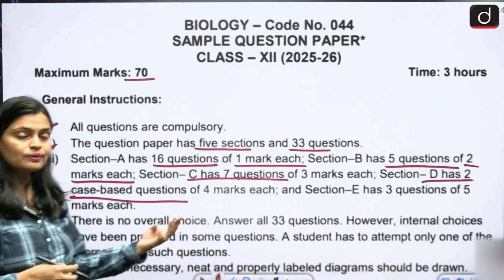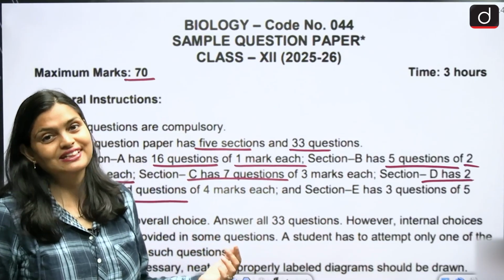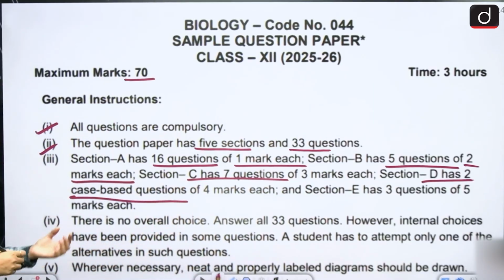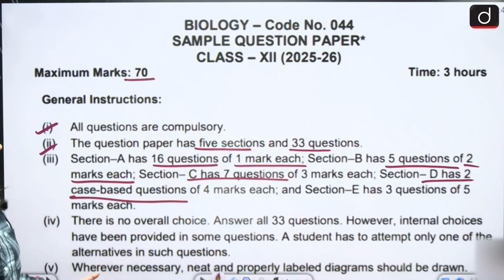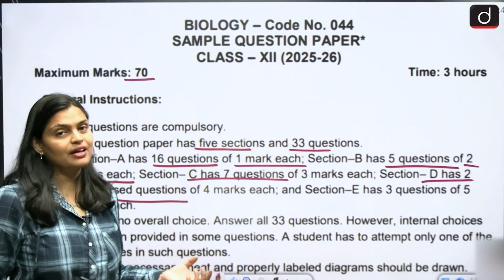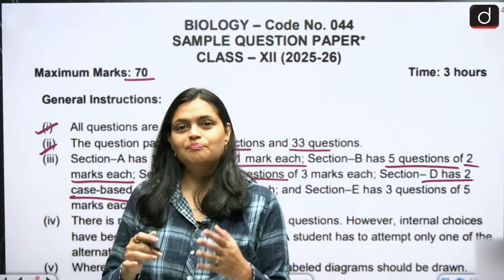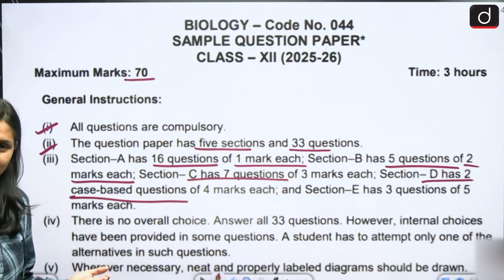Section E has 3 questions and these are 5 marks each. That means 15 marks for your Section E. So these are the divisions of the sections. No choice, all 33 questions you have to solve. Internal choices have been given. A student has to attempt only the alternative questions. And wherever it is required, try to make a neat and clean diagram as well. So this is just the pattern of your board exam 2026 question paper.